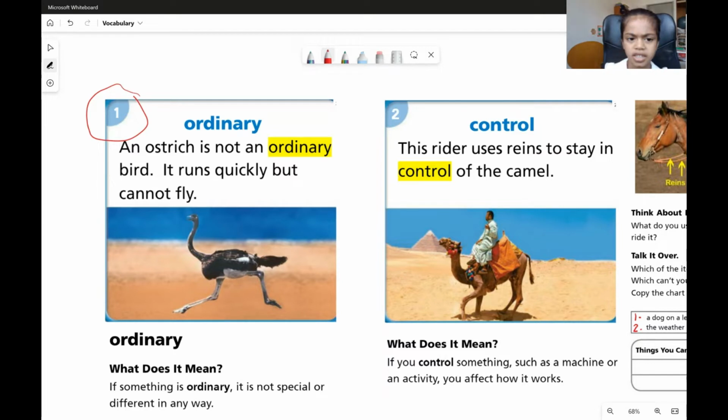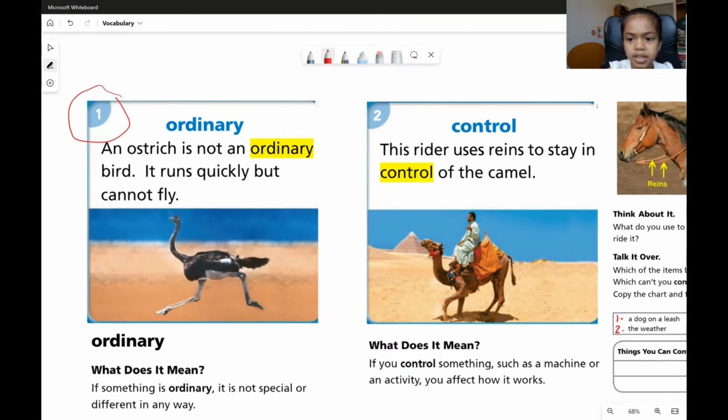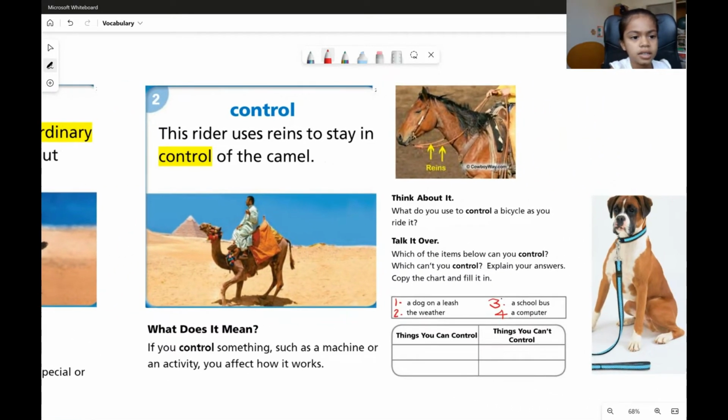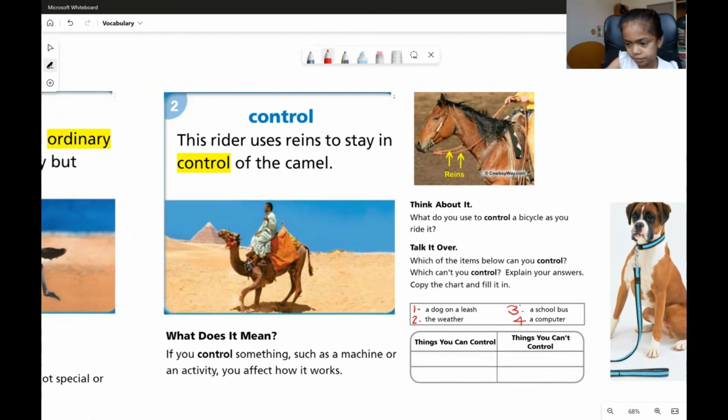An ostrich is not the ordinary bird. It runs quickly but cannot fly. So, do you know what ordinary means? It means not special or something different. Just normal, okay? And let's move to the second word, which is control.